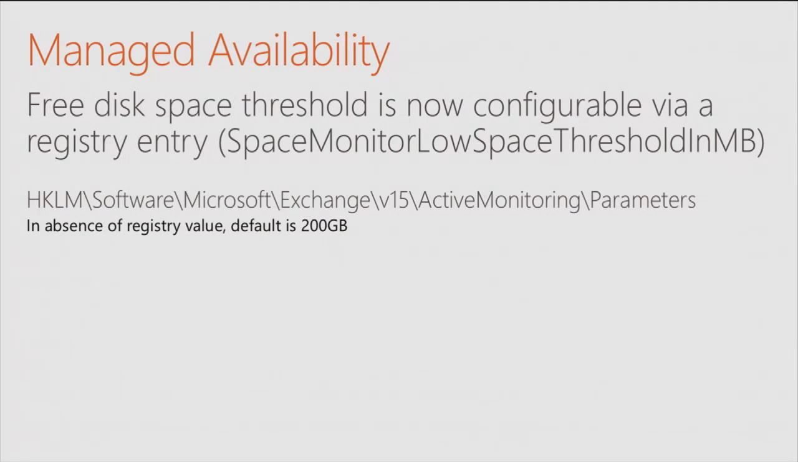to control the free disk space threshold we use for the disk space monitor for managed availability. So if you don't configure a registry entry, by default, that responder will kick in if you go below 200 gigabytes of free disk space on any volume containing a database. Okay? You can control that threshold, though. You can go in and create that space monitor low space threshold in MB value, and you can set it to whatever you want, 300, 400, 100, and control the threshold that MA will use for alerting you about that.